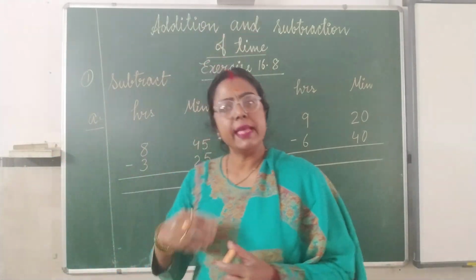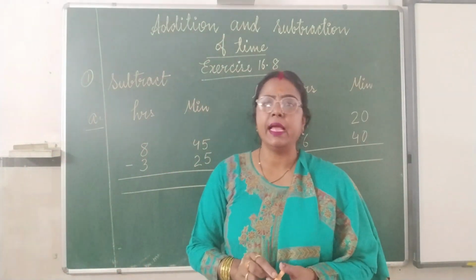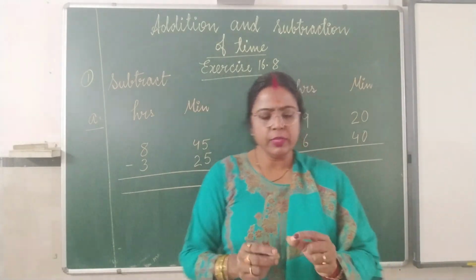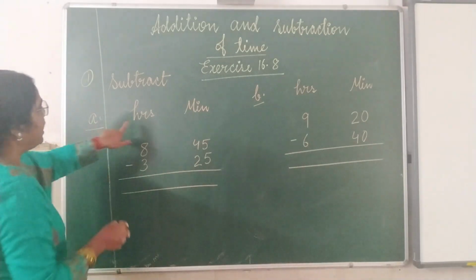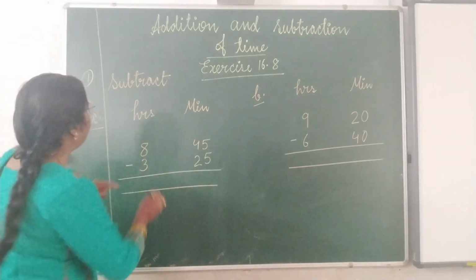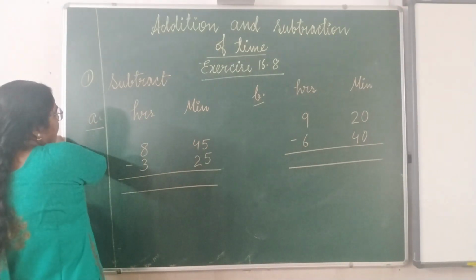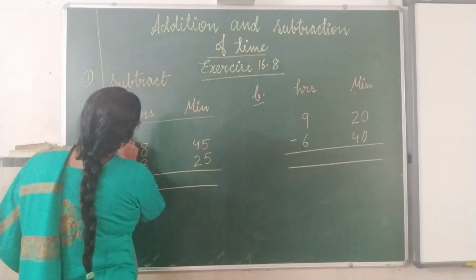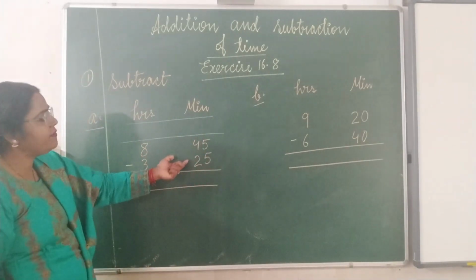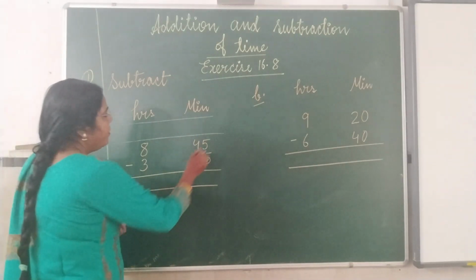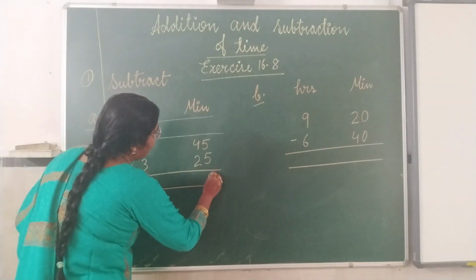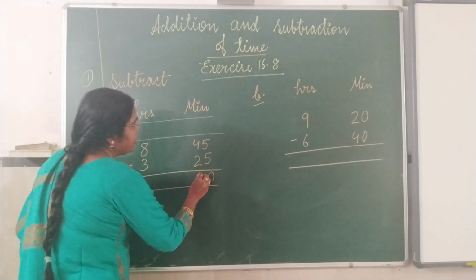Now we are moving to the second topic, that is subtraction of time. For subtraction of time, we will follow the same process. We will take the hour and minute. After that we will leave one line, and then we will write the numbers. Okay, now see. 5 minus 5 is 0. 4 minus 2 is 2.